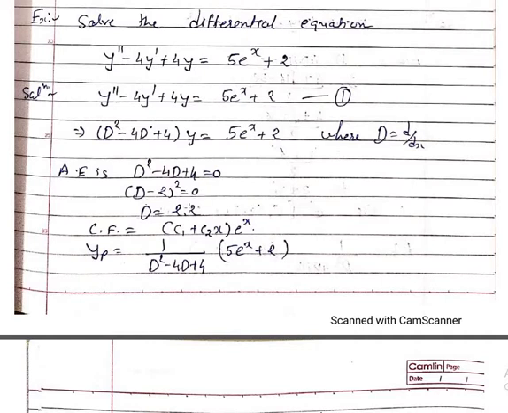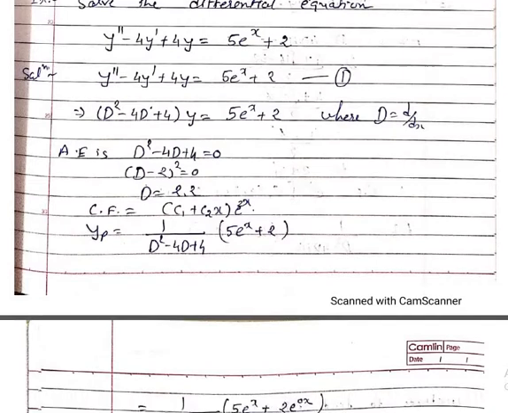So that will give D is equal to 2, and that means you have repeating real values, and therefore the complementary function CF is equal to (c1 plus c2x) into e raised to 2x. So this is the case of repeating. Now for yp you have to make y the subject, and then you have 1 upon D square minus 4D plus 4 into 5 e raised to x plus 2. Correct?